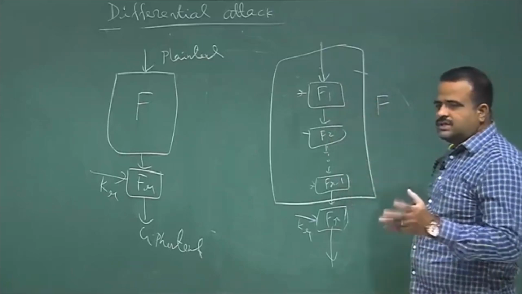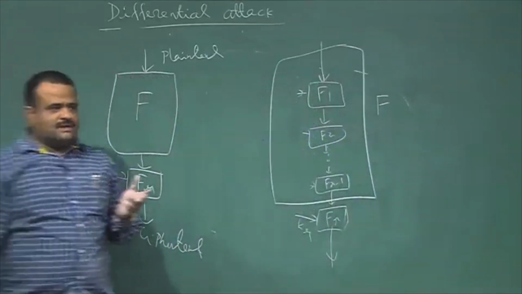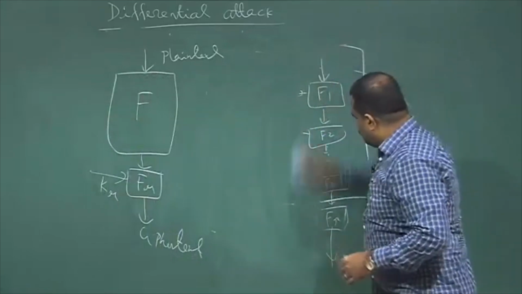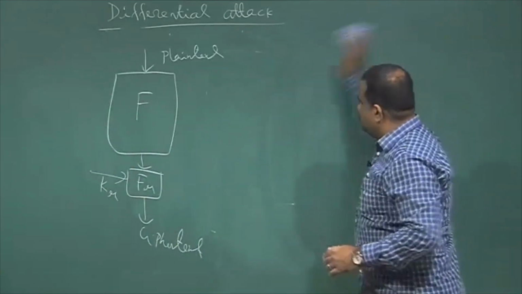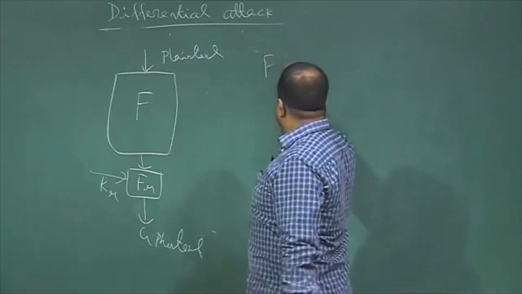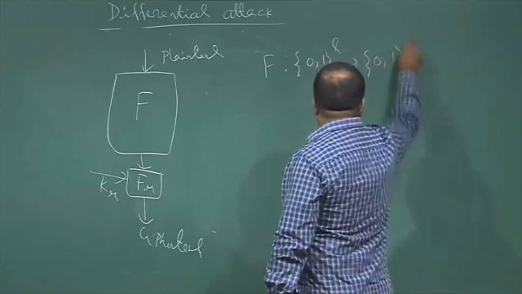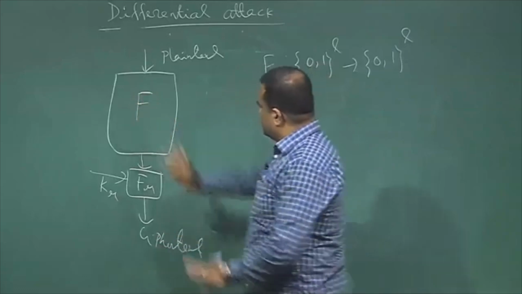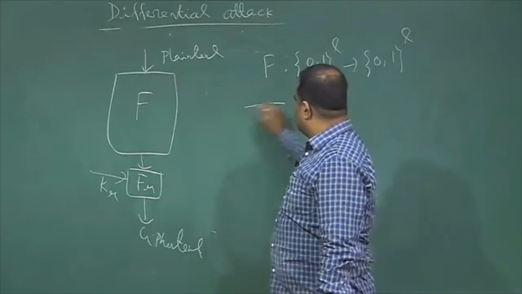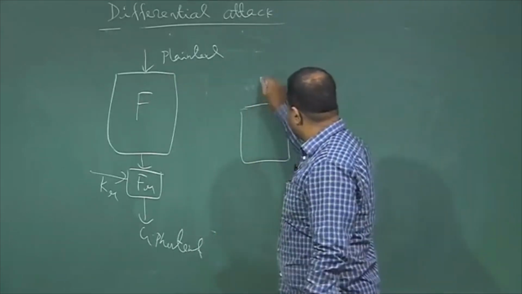Now, we want to see whether there exists some differential trial in this F function or not. For that, let us define what a differential trial is. So F is a function, suppose it takes an L-bit input to an L-bit output. We have the round keys inside, that we are not bothering about now. We are only concerned about this input and this output. So this is the F function.